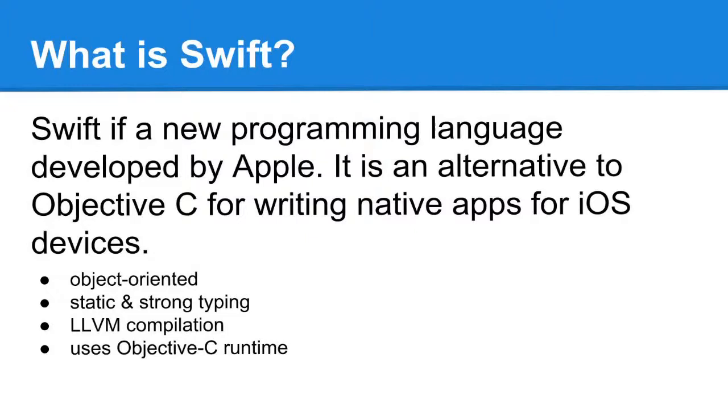So Swift is object-oriented, static and strong-typed. It uses LLVM compilation, and it also uses the Objective-C runtime. And what that means is that you can combine Objective-C code and Swift code within your program, in different files but within the same code base. So that's cool because it can make application migration much easier now that you can combine the two.